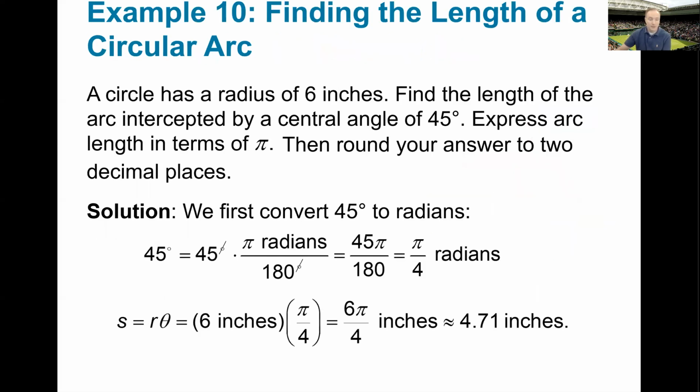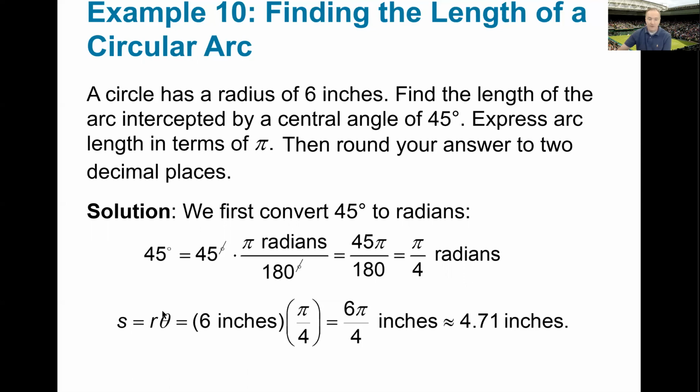So now, looking at an arc length problem here, it says a circle has a radius of 6 inches. Find the length of the arc intercepted by the central angle of 45 degrees. Okay, now, typically that would confuse some people. They'd be like, well, what's going on here? I thought I was just using the formula S equals R times theta. You are. But please remember, you can't multiply by 45 degrees. That has no mathematical meaning within an equation.